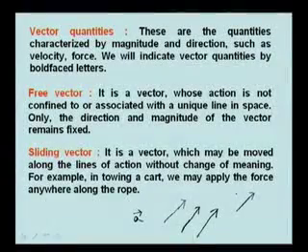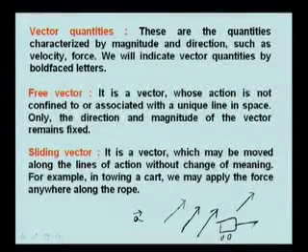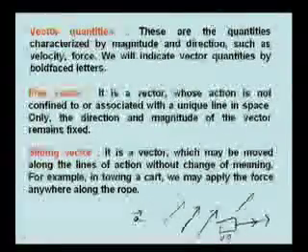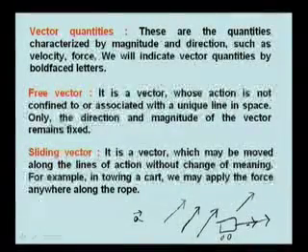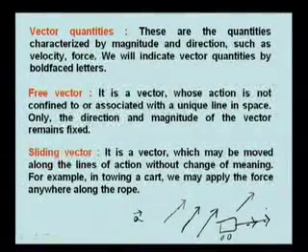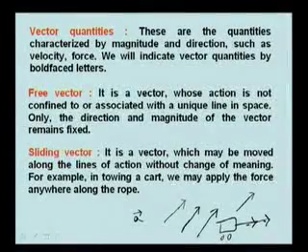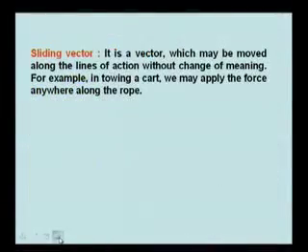Sliding vector. It is a vector which may be moved along the line of action without change of meaning. For example, if we are towing a cart by rope, whether we apply a force at this point or at this point, it usually has the same effect. So, therefore, it is a case of a sliding vector in which the line of action remains fixed. This is the line of action, but the vector can be placed anywhere on that line of action. So, this is an example of a sliding vector. A sliding vector is a vector which may be moved along the line of action without change of meaning.